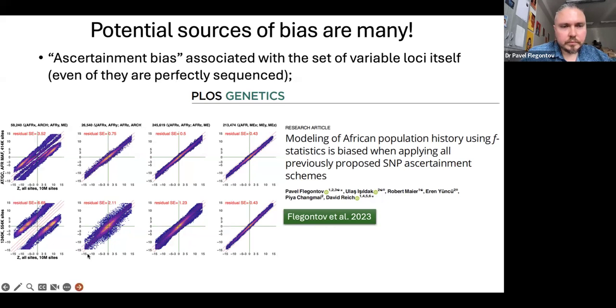There are also other intermediate levels of bias, for example, for this class, including 3 Africans and 1 archaic individual. Bias is very noticeable, but of course it's not as bad as here where all statistics are biased.